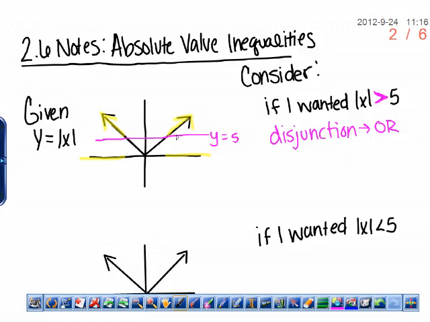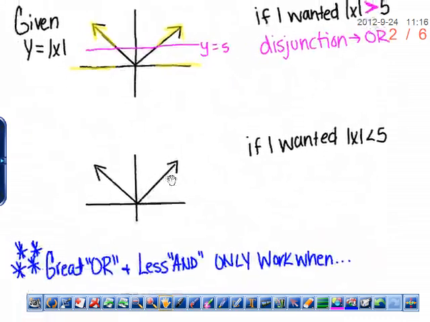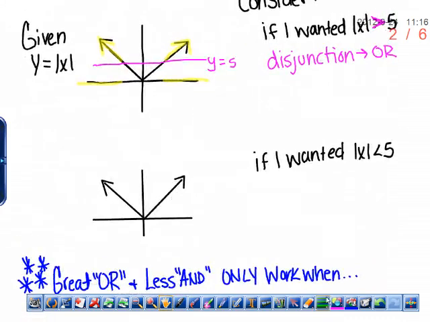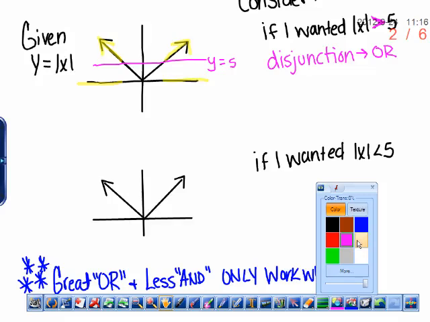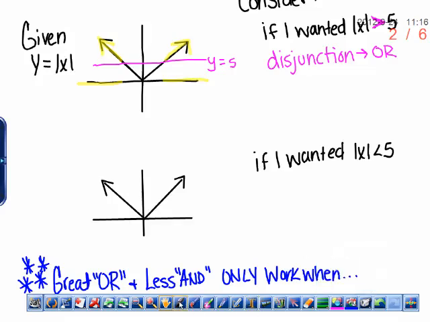And this is the reason, because it's the two ends of your absolute value graph. Okay? All right. Let's talk about if we want to talk about less than 5. The absolute value of x is less than 5. I would still graph the line y equals 5, right?